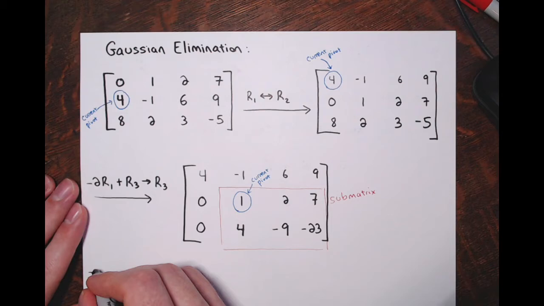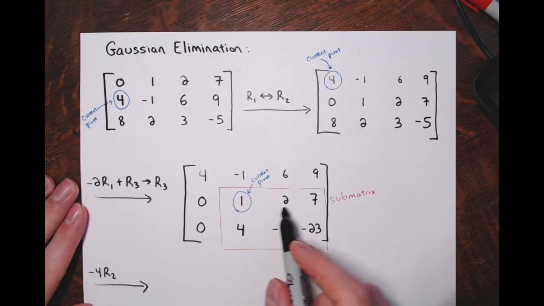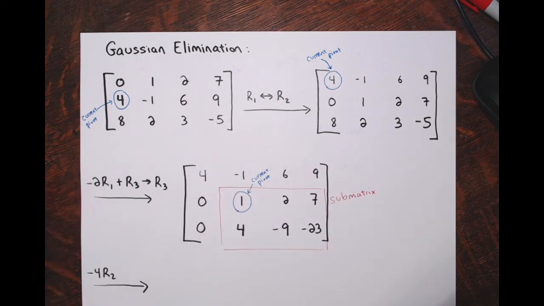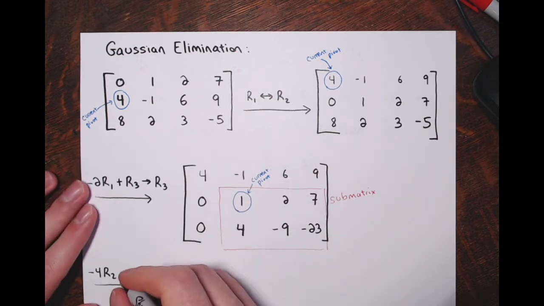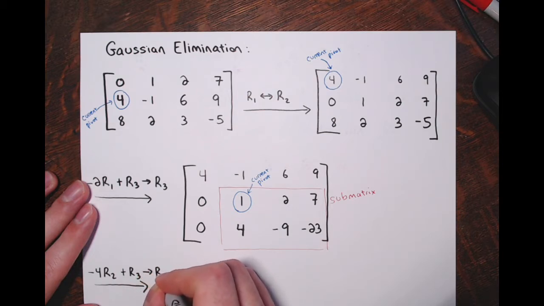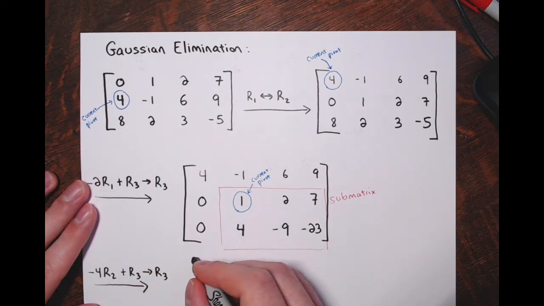So I'm going to take -4 times row 2. Right? -4 times the second row, and we're talking about the large matrix in general. And then add it to the third row, and this will replace the third row. Let's see what we get.